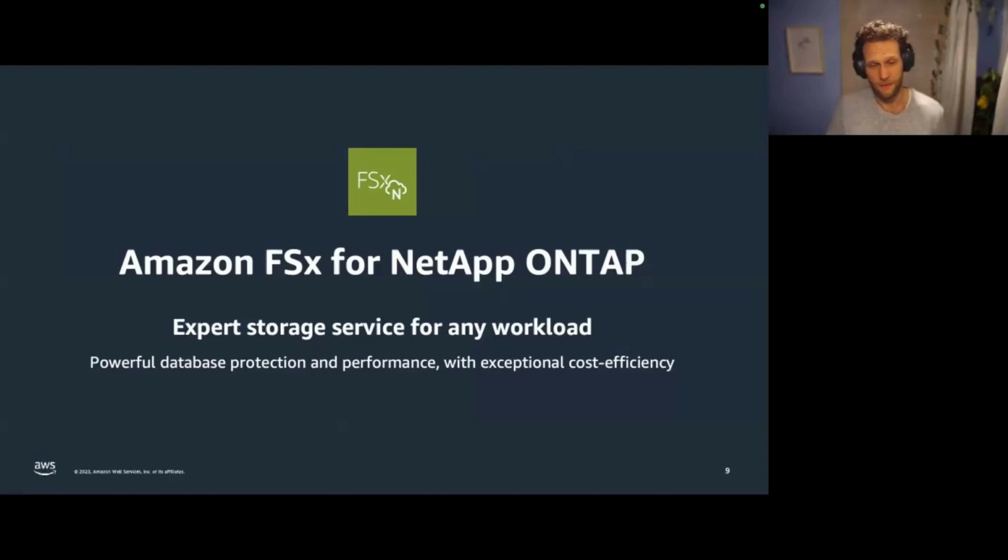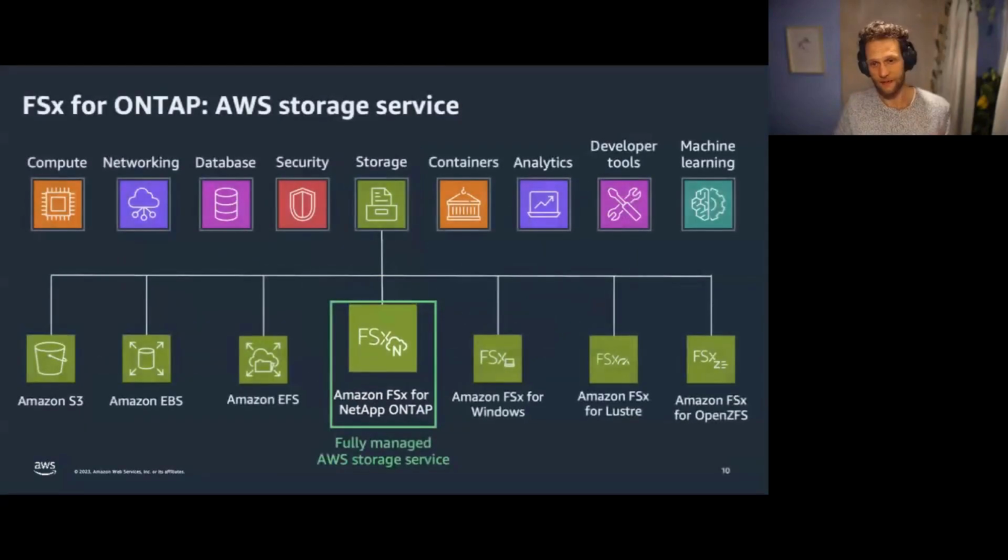Hi, everyone. I'm Semyon Mazur. I'm product evangelist here at NetApp. And in order to see how you can cope with the challenges that Phil just discussed, there's a service called Amazon FSx for NetApp ONTAP, which is expert storage for well-architected databases on AWS. It provides powerful database protection and performance with exceptional cost efficiencies. And let's delve a bit deeper to understand what that means for you in all the challenges that we just mentioned. So first, what is FSx for ONTAP?